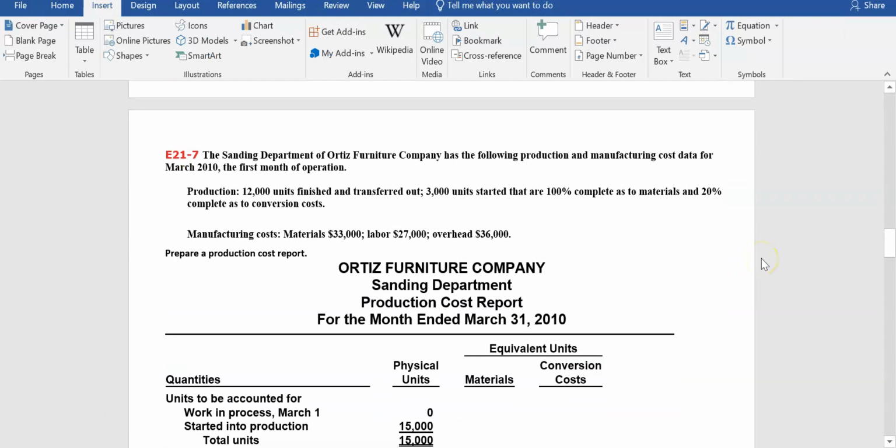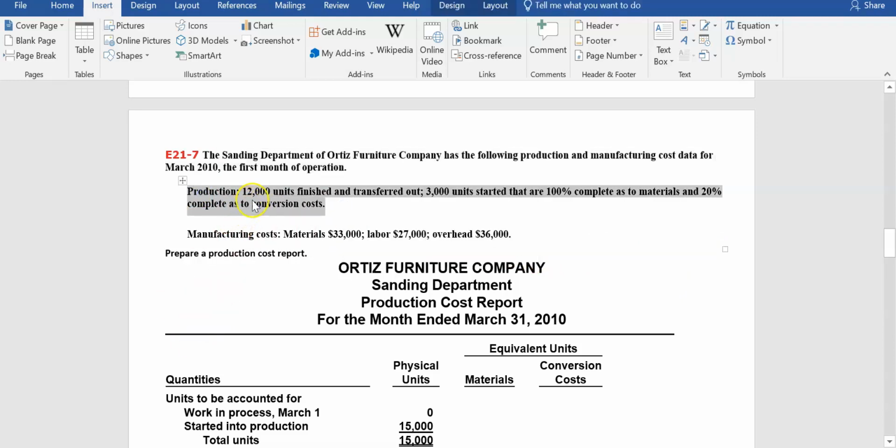Okay, so now that you have an understanding of how to track the physical flow of inventory and the ability to calculate equivalent units, let's apply it to this exercise. The sanding department of Ortiz Furniture Company has the following production and manufacturing cost data for March of 2010. It is its very first month of operations.